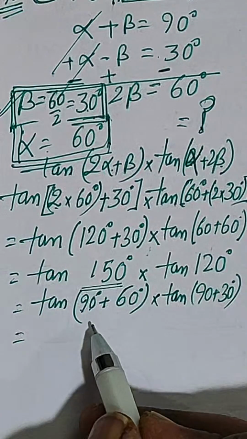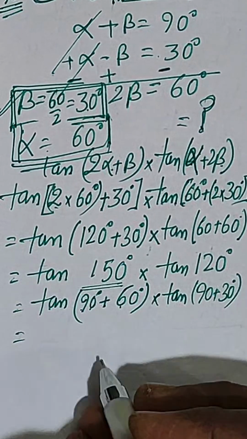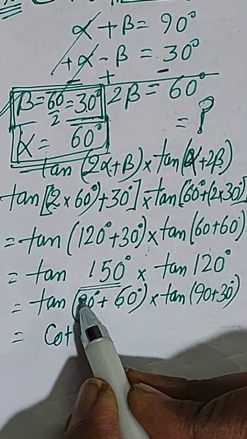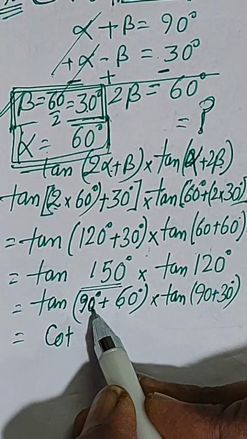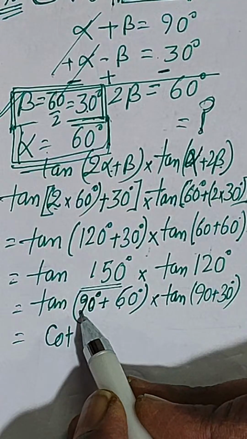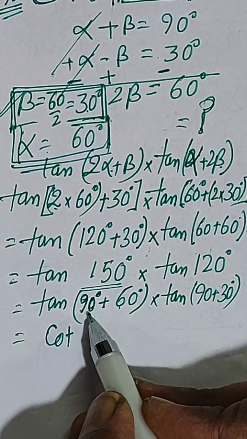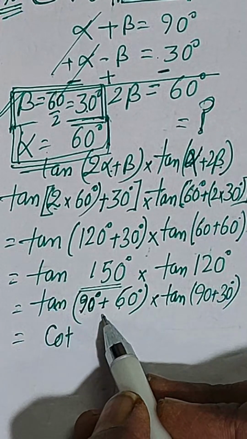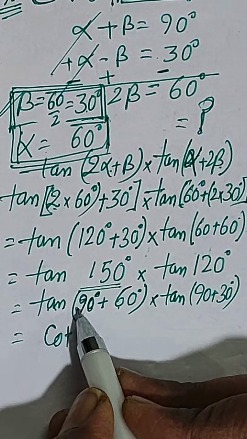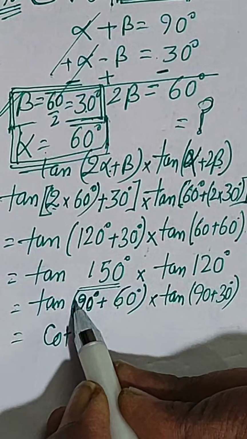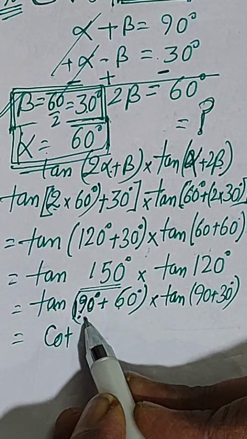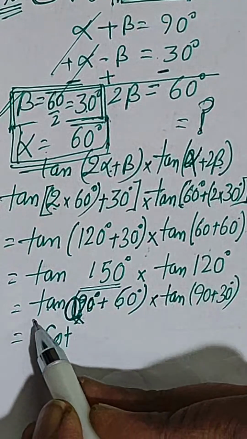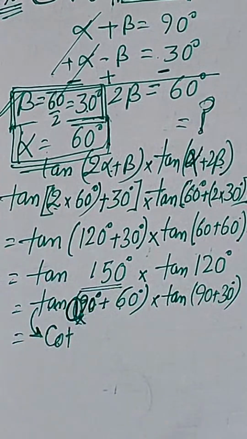In the case of tan 90 plus 60 and 90 plus 30, you can see the prefix of 90 is odd, so this tan will be converted into cot. How? Since we are having an odd multiple of 90 degree, tan will be converting into cot, because the prefix of this 90 degree is nothing but an odd number, 1. 90 can be written as 1 into 90. So due to this, this tan is converted into cot, right?